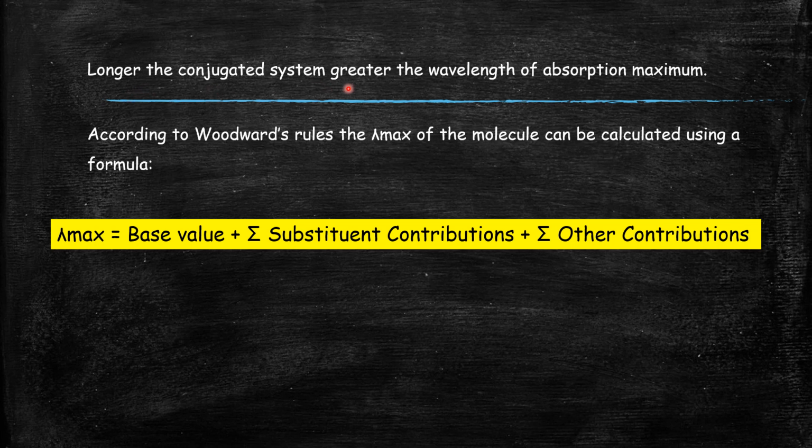The longer the conjugated system, the greater the wavelength of absorption maximum. So if the conjugated system increases, the wavelength of absorption maximum also increases. According to the rule, the lambda max of a molecule can be calculated using the formula: lambda max is equal to base value plus substituent contributions plus other contributions.